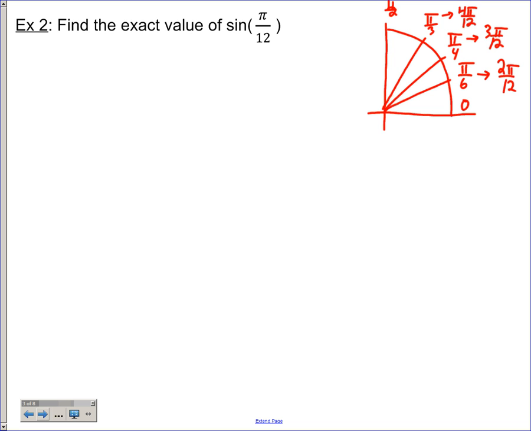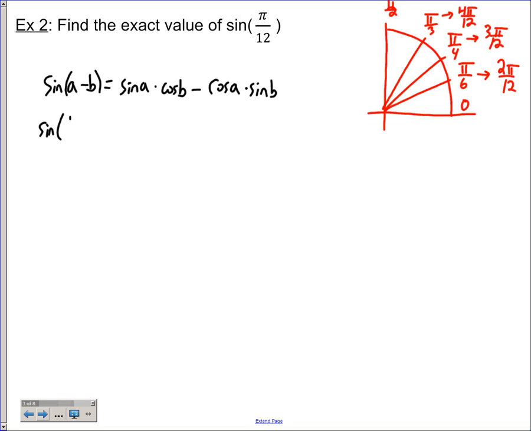Okay, so we notice these all differ by pi over 12, which happens to be 15 degrees. So we can pick any of these two and then just subtract them from one another. Because we have sine, we're going to use sine of a minus b, and that's equal to sine a times cosine b, minus cosine a times sine b. Just because they're smaller values, I'm going to pick pi over 6 and pi over 4.